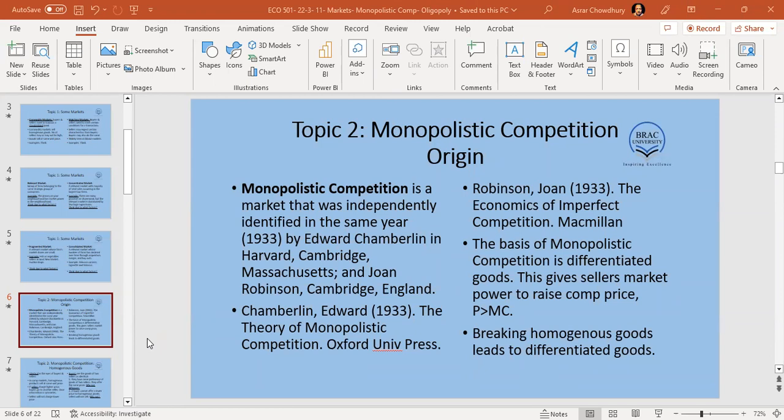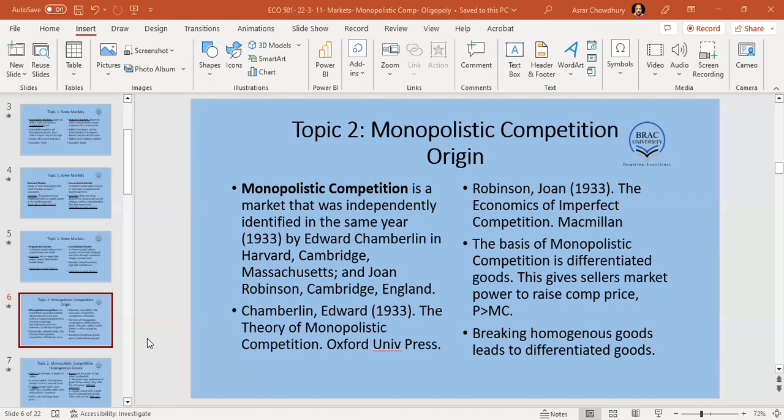Yes, sir. Okay, lovely. So monopolistic competition, this market was independently identified in the same year, 1933, by Edward Chamberlain in Harvard, Cambridge, and Joan Robinson in Cambridge, England. Joan Robinson actually named it imperfect competition, and Edward Chamberlain named it monopolistic competition, and his name stayed. Acha. And his naming was more practical because in the naming of this market we have two words, monopoly and competition.